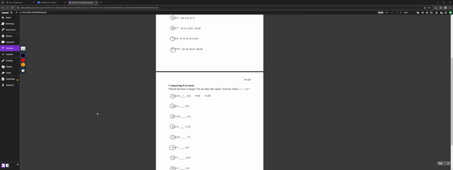For number 2, we have 6/4 and 9/6. So we can find a common denominator here. We have 4 and 6, so we try making each of them 12. For 6/4, we multiply each by 3, so we have 18/12. And then you have 9/6, multiply each by 2, you have 18/12. And because they're both equal, they're the same.